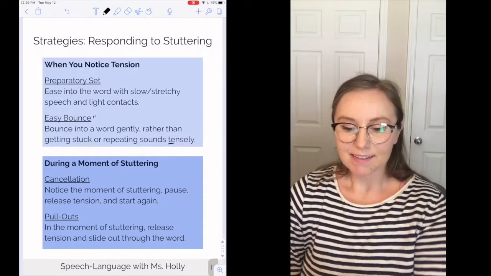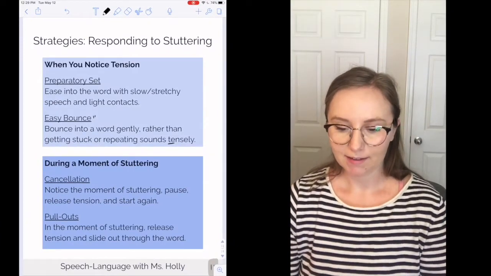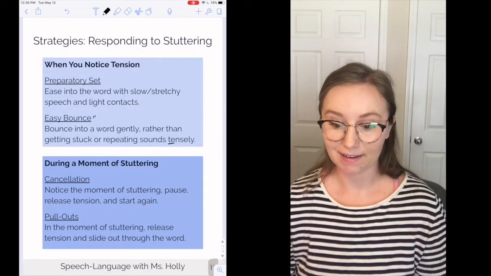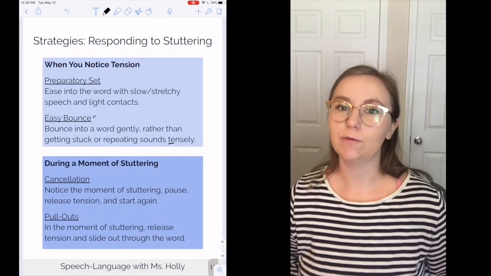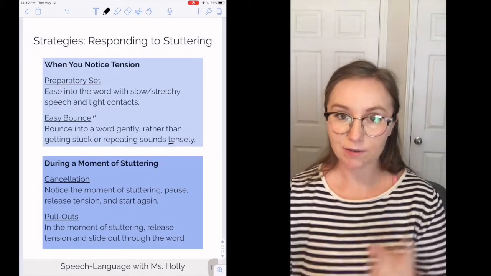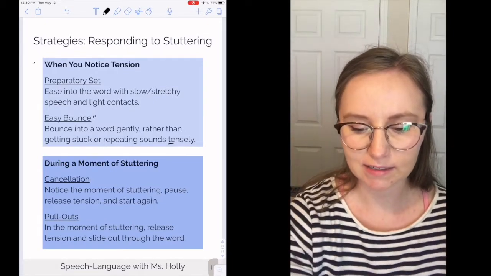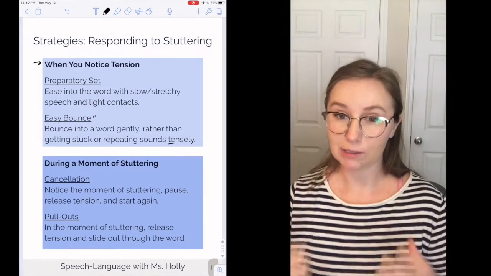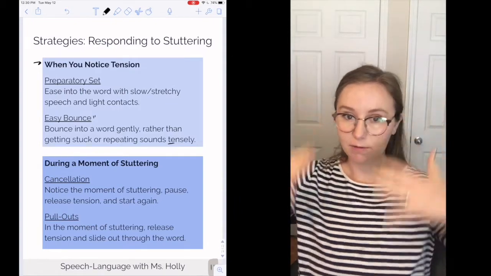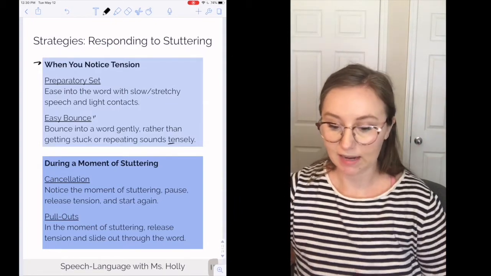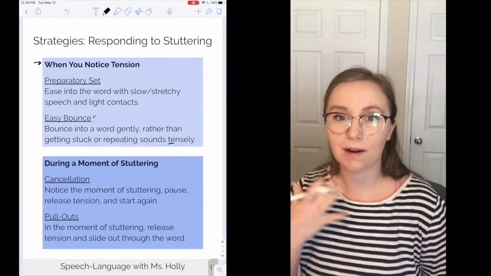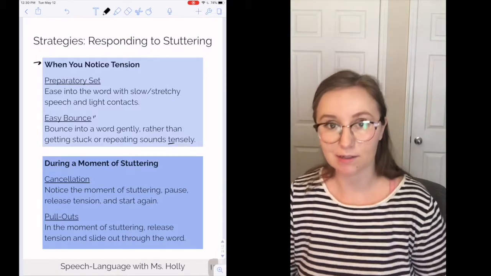Like I said, these are strategies for responding to stuttering, and we know that stuttering happens, and that is okay. It's all right to stutter when you're talking. What's important is that you want to keep moving forward with your message because people want to hear what you have to say. So there are two kinds of strategies here. The first is something you can use when you start to notice that tension creeping up. And we know that tension can happen anywhere in our speech machine. So it can happen in your stomach, in your chest. It can happen in your throat, or anywhere in your mouth, like your lips and your tongue.